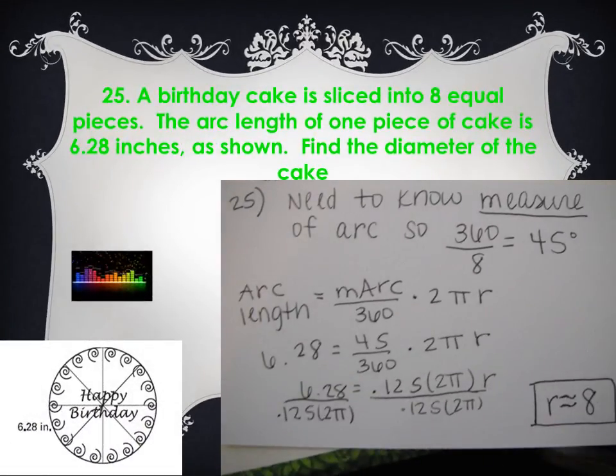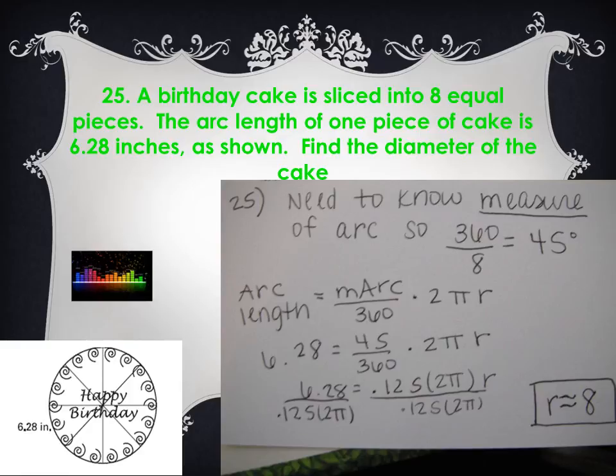This is a lengthy problem. It's going to be one that you see on the EOCT. They love to ask these multi-part questions. This tells us that a birthday cake is sliced into 8 equal pieces. It gives us the arc length of one piece of cake, and it wants us to find the diameter.